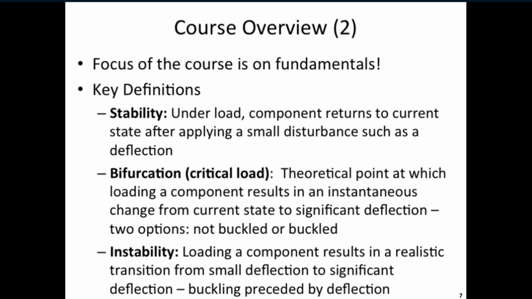Now when we go into the world of buckling, there's basically 2. The first we might call bifurcation or critical load. This is more of a theoretical thing. It's a theoretical point in which loading a component results in an instantaneous change from its current state to a significant amount of deflection. Those are big words. What does that all mean? The bifurcation is simply a theoretical point where you go from it's not buckled to it is buckled. Instability, on the other hand, is a much more realistic transition in which as you're loading a component, you're getting small deflections at first, and then all of a sudden you start getting some pretty significant deflections. And then finally you're declaring the structure as unstable. So this would be buckling preceded by a significant amount of deflection.